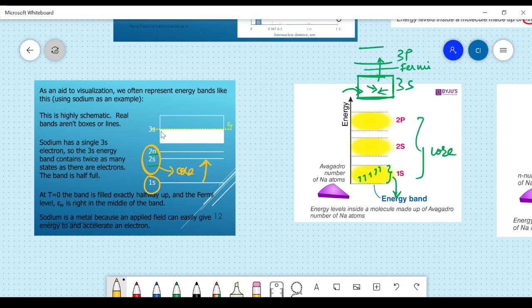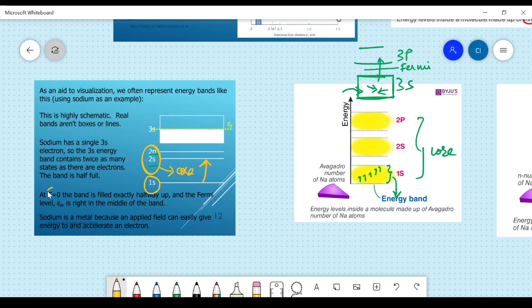When you go to the 3s, the 3s energy band contains twice as many states as there are electrons. The band is half full. What does it mean? The band contains twice as many states. States means, you can imagine, if you have a molecule, you can imagine the orbitals. If there are more orbitals than electrons, then you can call it half occupied. If you have more electrons than the band can hold, then you can call it an overflow of the electrons. It touches the 3p band also, but here there is sufficient space, so it is not full.